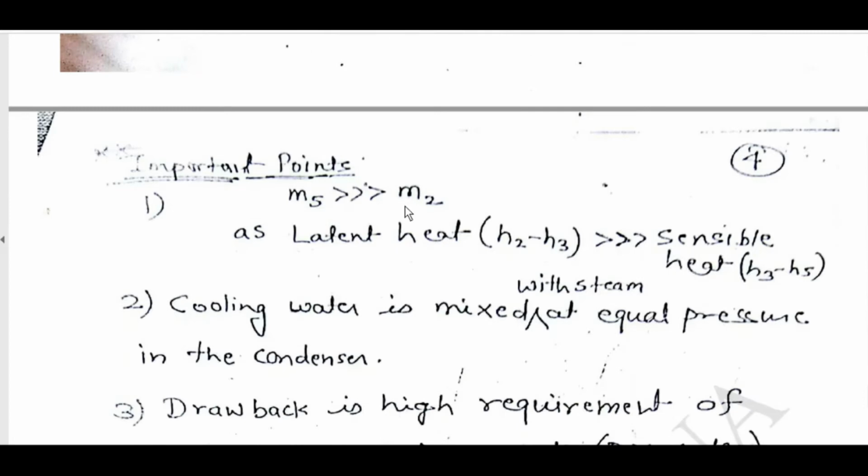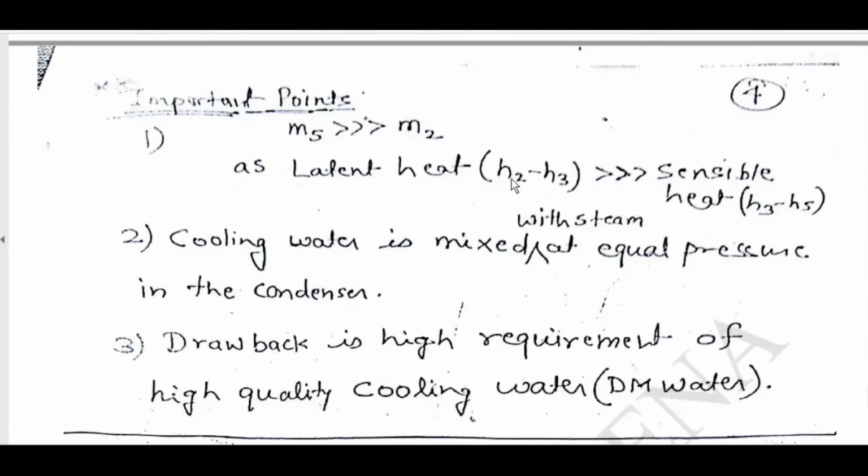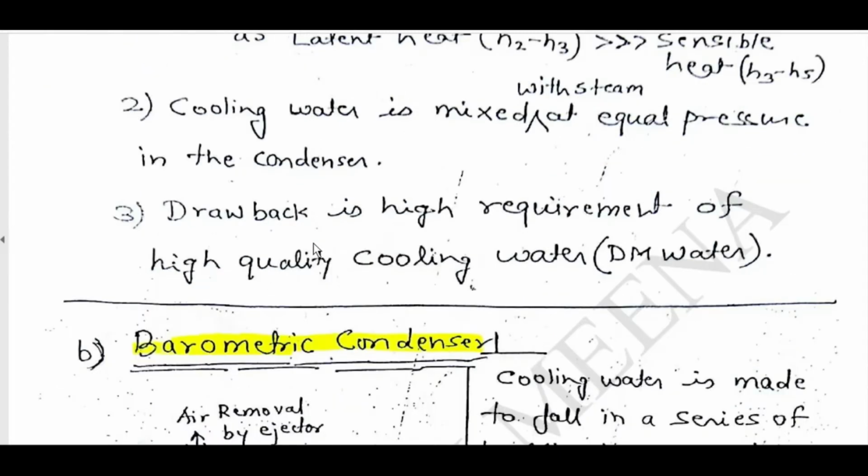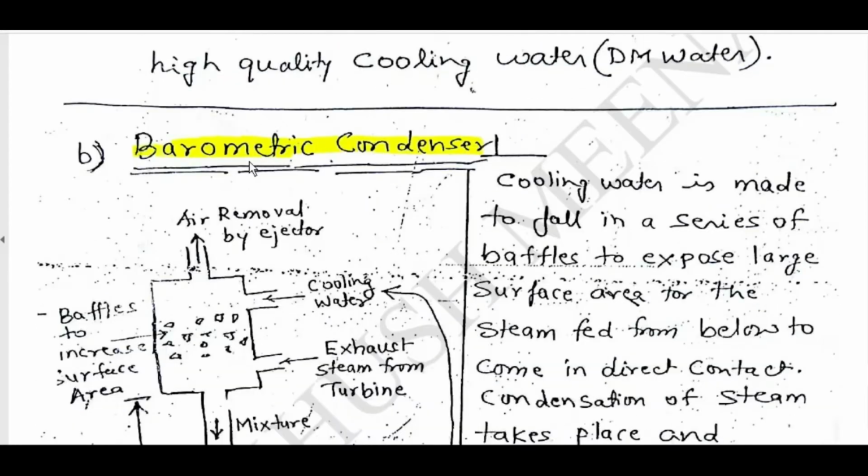Important points: M5 greater than M2 as latent heat, H2 minus H3, is greater than sensible heat, H3 minus H5. Cooling water is mixed with steam at equal pressure in condenser. Drawback is high requirement of high quality cooling water, DM water.